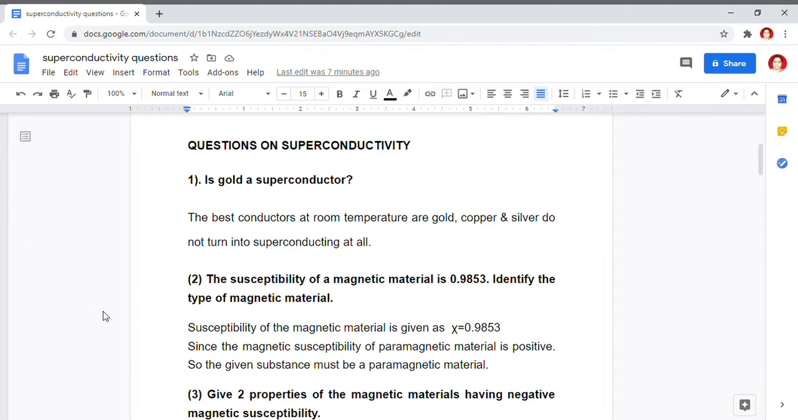The next problem is: I am given the susceptibility of a magnetic material to be 0.9853. I have to identify the type of magnetic material. Now, since the susceptibility of this magnetic material is positive, 0.9853, we know that if a material has chi, that means magnetic susceptibility, positive, then the material will be paramagnetic in nature. So the given magnetic material is paramagnetic in nature.